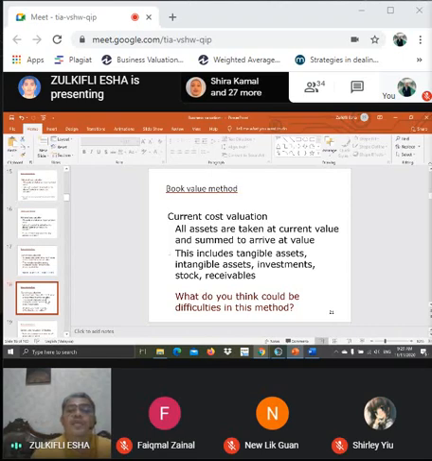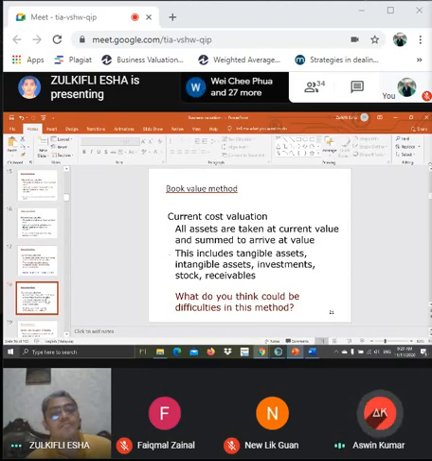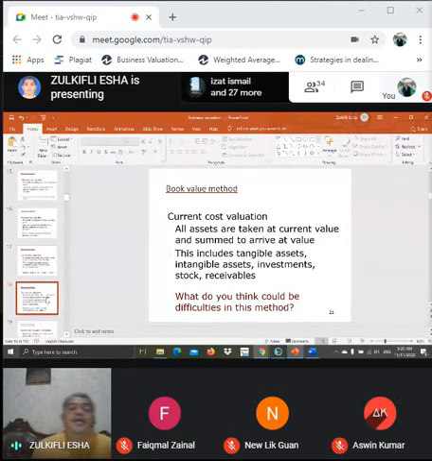What do you think could be difficulties in using book value method to value a business? It could be anything, right? Finding the current value of the asset. Yeah. Most of the time is how to determine the depreciation rate. Because I'm not sure whether you are aware of or not.